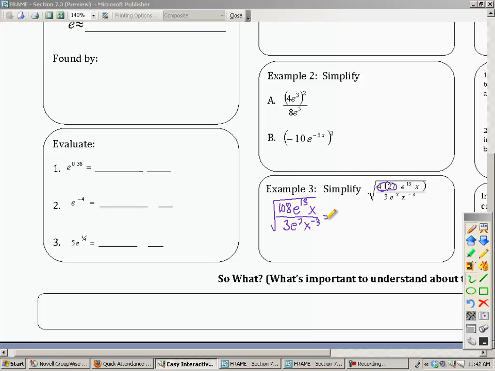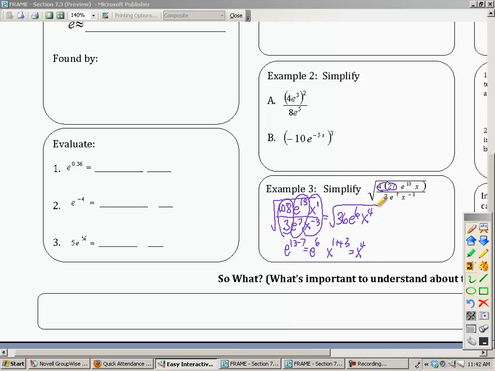Now, I'm going to pretend the square root's not there for a while. I'm going to deal with what's inside first. So I take the numbers and I divide, and I get 36. So 108 divided by 3 is 36. We talked above that if I have the same base, I can subtract their exponents. So 13 minus 7 is e to the 6th. So I have an e to the 6th. This is an exponent of a 1, so it's x to the first. And again, I'm going to subtract the exponents. So 1 minus a negative 3 is plus 3. You get x to the 4th, and I square root it. Don't forget that the square root is still there.